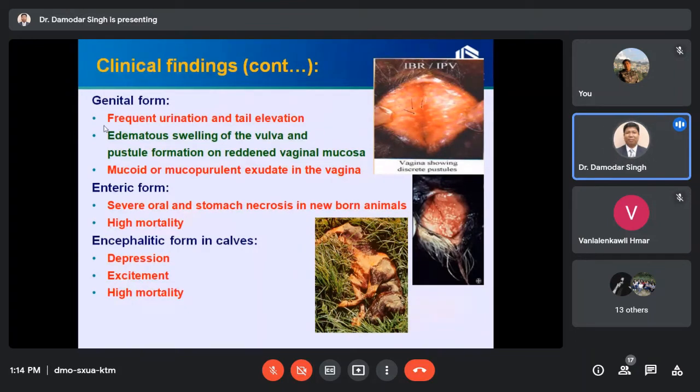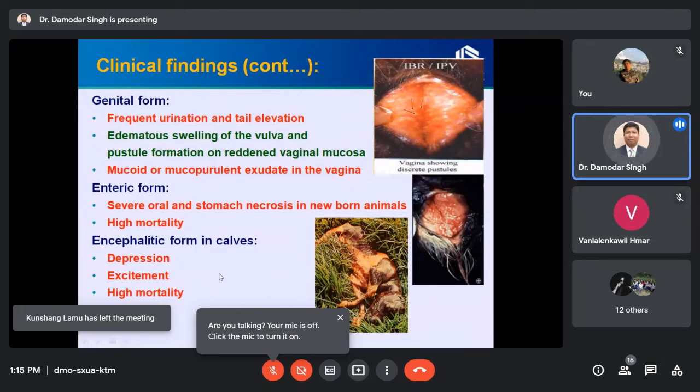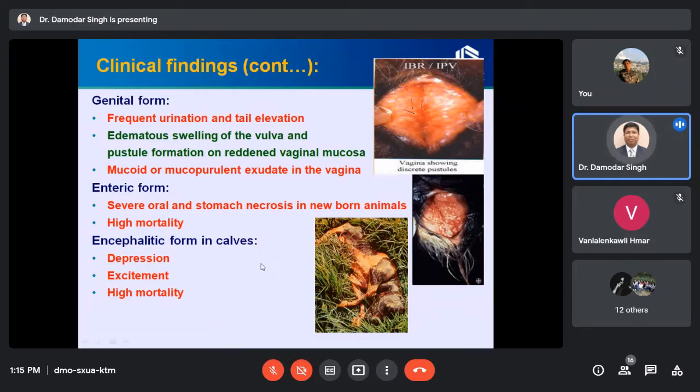Okay, then in case of the enteric form, severe oral and stomach necrotic lesions may be found in newborn animals, and in such cases the animal may show high mortality. Then the fourth one, the encephalitic form, used to be mainly in young calves. Okay, where the brain is affected, encephalitis used to be there, and they may show signs of depression, excitement, with high mortality due to brain damage, right?